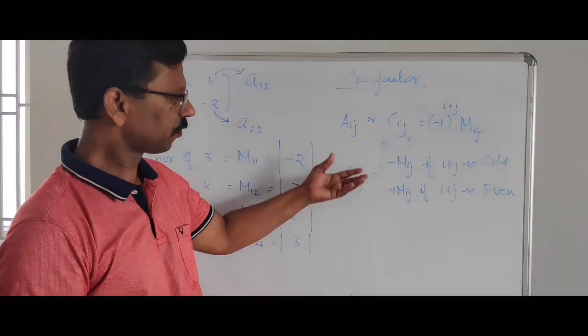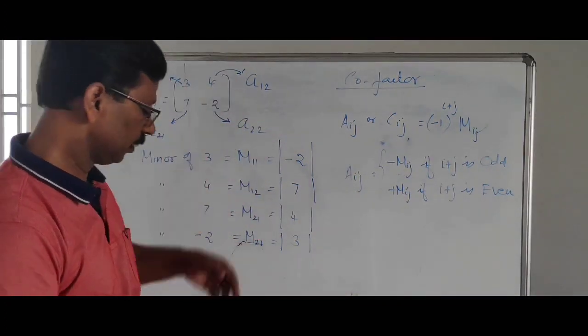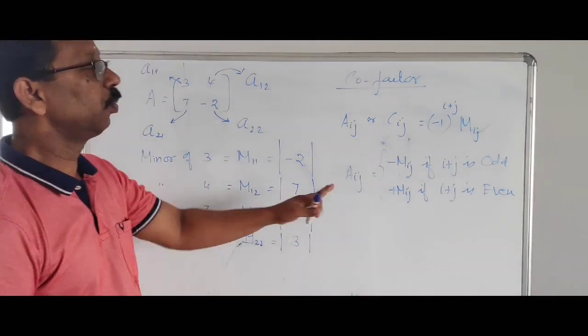Now let us see the minors and the cofactors for the same matrix. Now already we have found the minors. Now let us see how to find the cofactors.